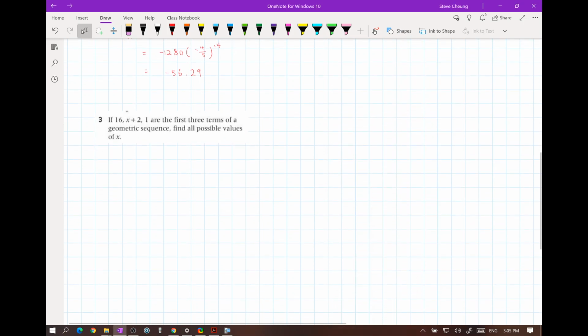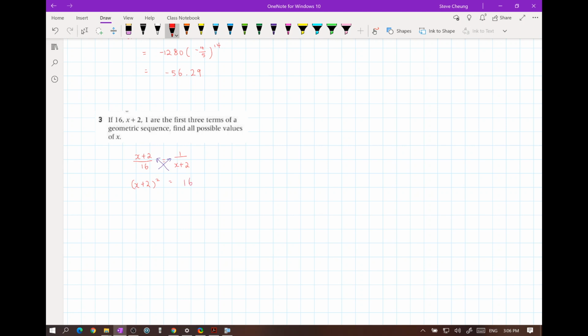All right, so we have the first three terms in a geometric sequence. Find the possible values of x. So what we can do is set up the ratio. If I do the second term divided by the first term, that will have the same ratio as the third term divided by the second. So we can use our cross multiplication shortcut to get rid of the denominator.